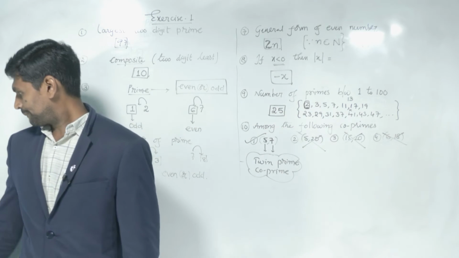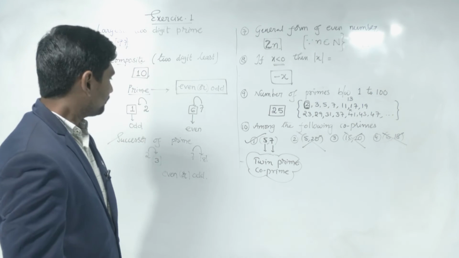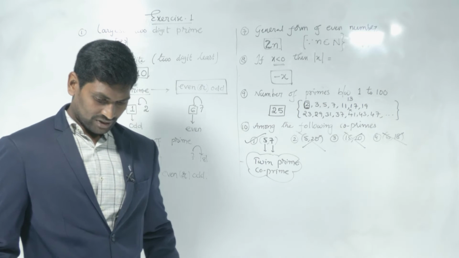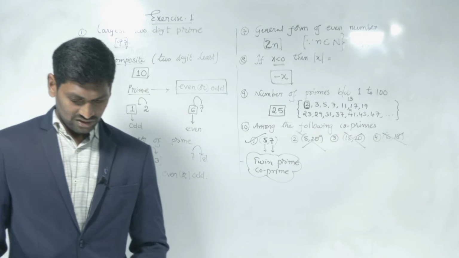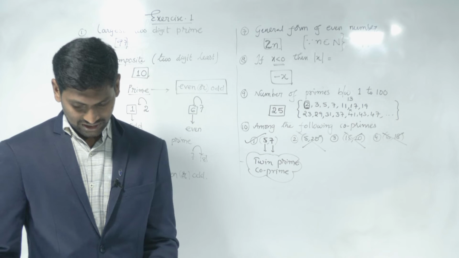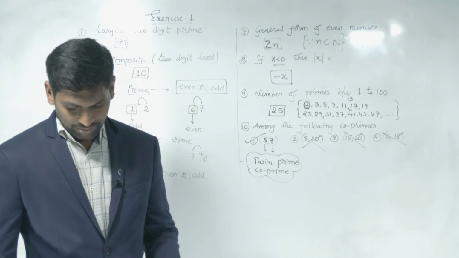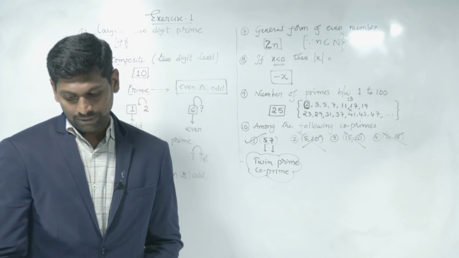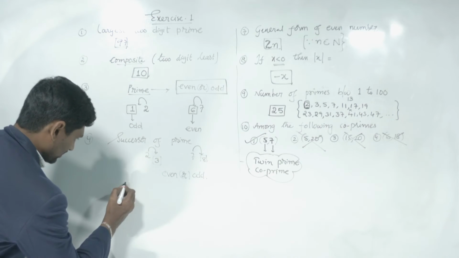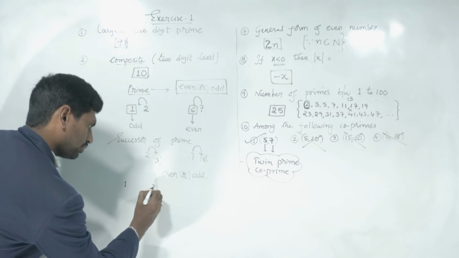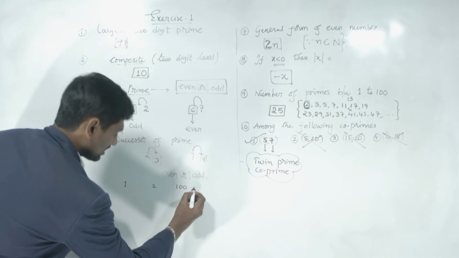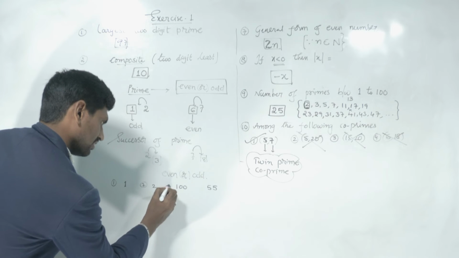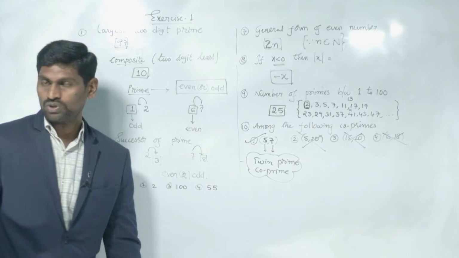Okay now? So this is also how to keep it, a successor of a prime number. You can change the options, actually it is not given. According to your options, let us check. Your options are 1, 2, 100 and 55. So we have to check the answer according to the options now.